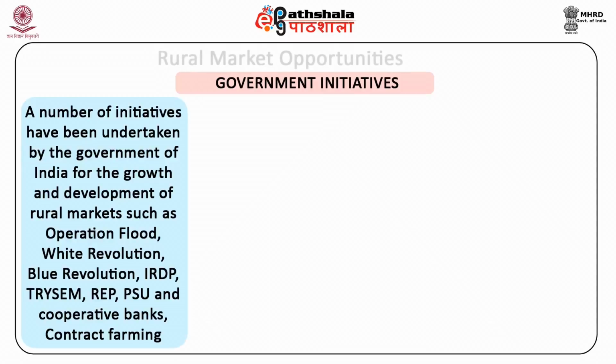A number of initiatives have been undertaken by the Government of India for the growth and development of rural areas, such as Operation Flood, White Revolution, Blue Revolution, IRDP, that is Integrated Rural Development Program, Training Rural Youth for Self-Employment, that is TRYSEM, Rural Electrification Program, that is REP, PSU and cooperative banks like Kisan Credit Card by Canara Bank and Andhra Bank, contract farming, that is high yielding variety seeds that are provided by companies to farmers to cultivate crops and the farmers provide the produce to the same companies.